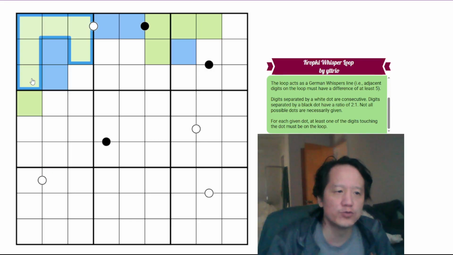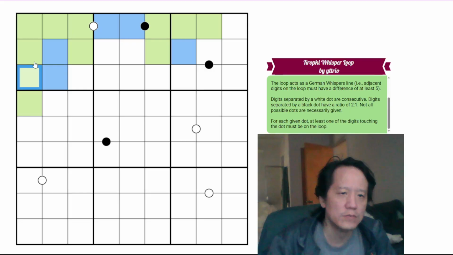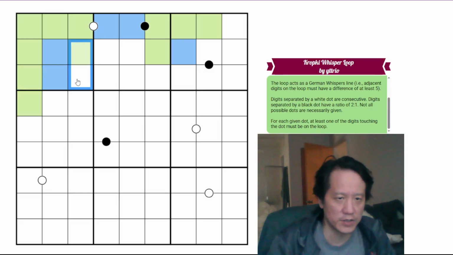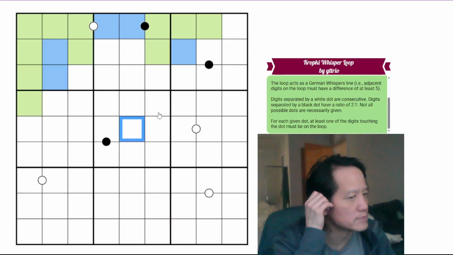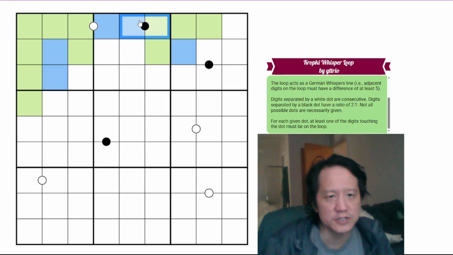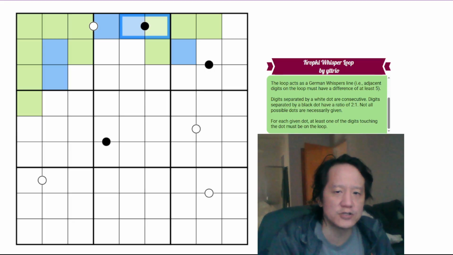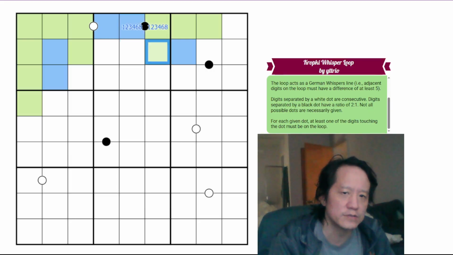On a German whisper loop, again, you'll alternate between low digits and high digits. So the problem here is, okay, so if this goes this way, that's not information that we can go. These digits on a black next to a black Kropki dot are either 1, 2, 2, 4, 3, 6, or 4, 8. So those are the possibilities.